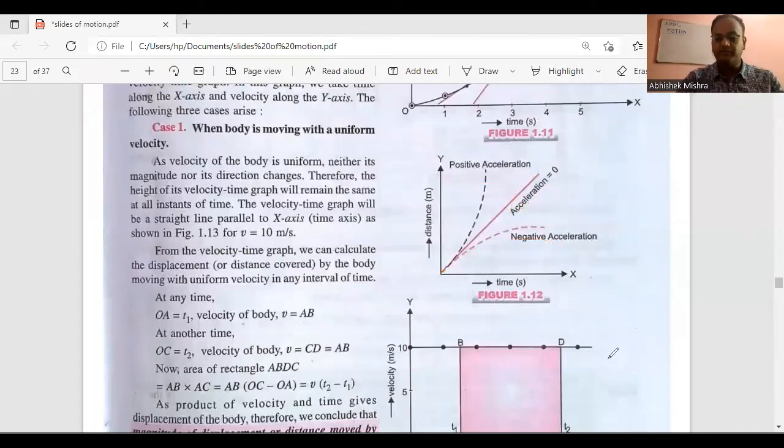Is it clear, Shripati, now? Shripati, is it clear to you now?